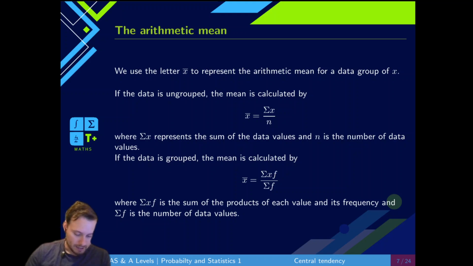If we have data that we call x, we're going to use x-bar to refer to the arithmetic mean of x. Analogously, if the data is y, then we will have y-bar, and so on. When we have data that is ungrouped, that is just listed separately, the mean is calculated by the sum of all the values of x divided by the amount of data that we have in total. And if the data is grouped, we do the sum of x times f, that is each value multiplied by its frequency, divided by the sum of the frequencies.